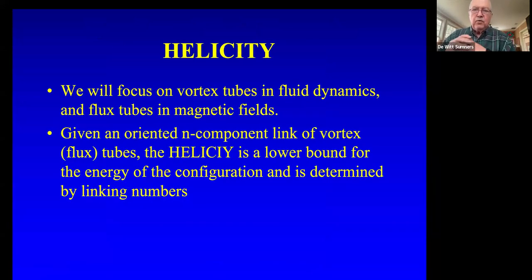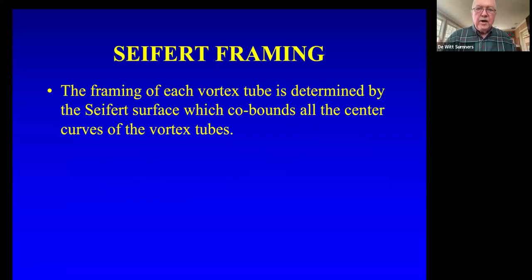So we're going to focus on vortex tubes in fluid dynamics and flux tubes in magnetic fields. Helicity is a lower bound for the energy of the configuration, and it's determined by linking numbers of these tubes. And the framing of each vortex tube, if it's the Seifert framing, is determined by the Seifert surface, which cobounds all the center curves of the vortex tubes.